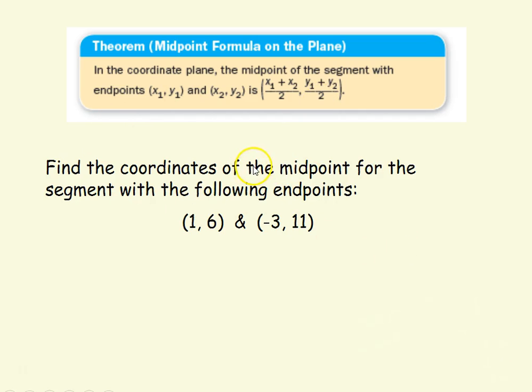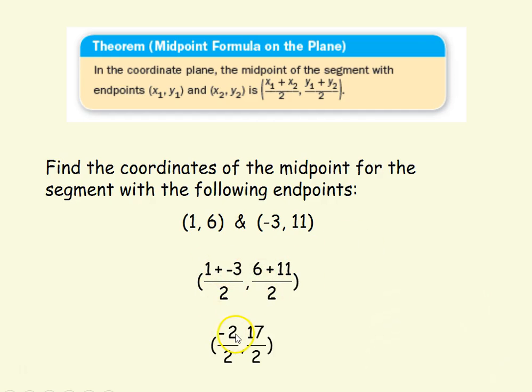Find the coordinates of the midpoint for the segment with the following endpoints, (1, 6) and (-3, 11). If we plot these two on a coordinate plane and we want to find the point that's in the middle of these two, we're going to use the midpoint formula. We're going to take the average of the x values, 1 plus -3, and divide it by 2. And then we're going to take the average of the y values, 6 plus 11, and divide it by 2. So the average of the x values will be our x coordinate. The average of the y values will be our y coordinate.